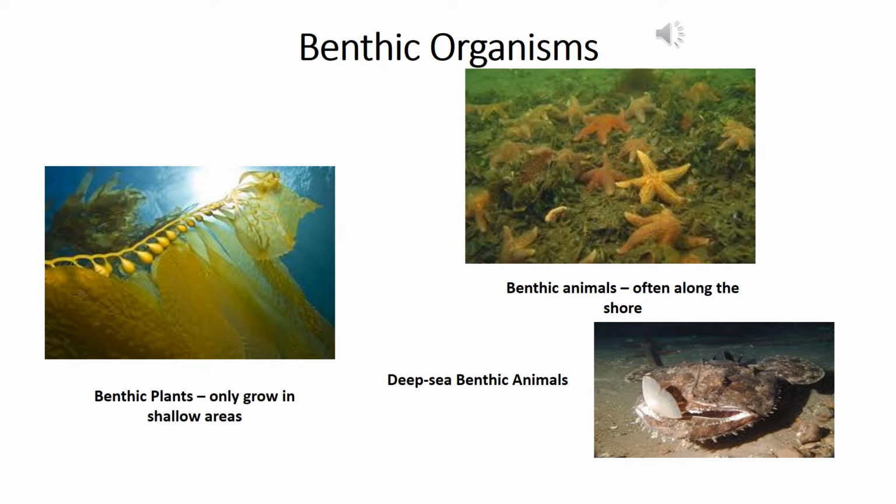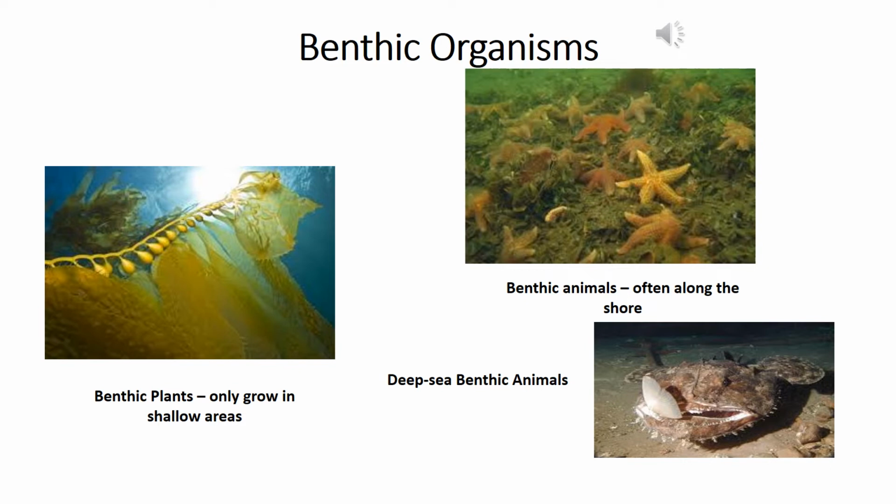Benthic organisms, meaning bottom organisms. For plants, they only grow in shallow areas where sunlight lives, basically above the 200-meter mark. Benthic animals, such as starfish, usually live along the shore. And then there's deep sea benthic animals, which the only reason we can see it here is that a light from the deep sea bathyscope took a picture of it. I think this is a toadfish, so otherwise it's completely dark. And you can see it's very flat because of the great pressure it lives under.